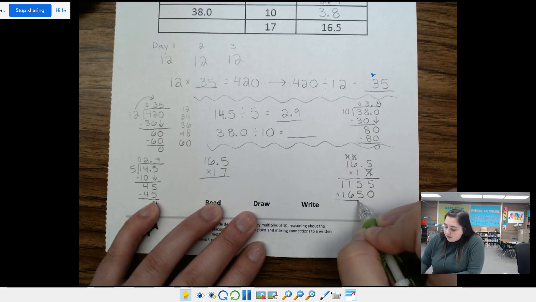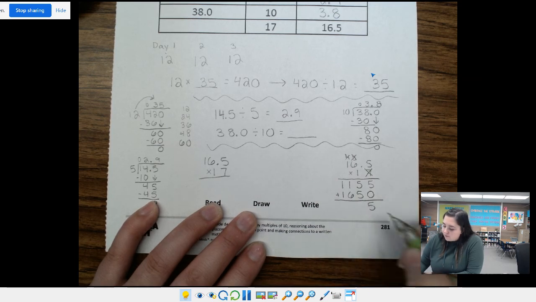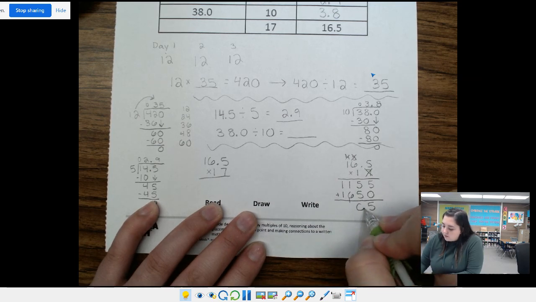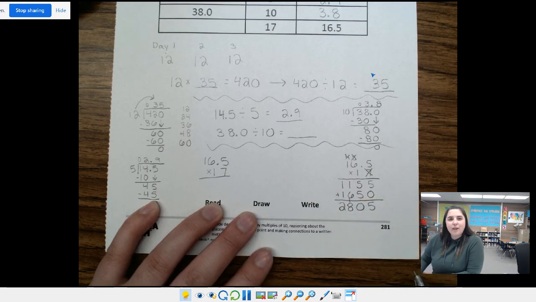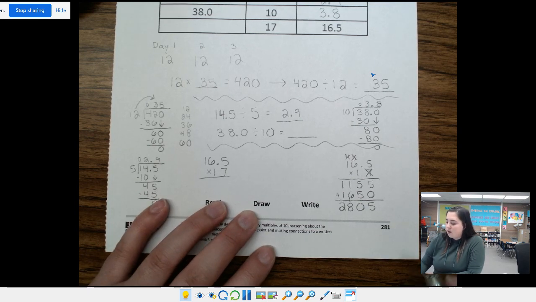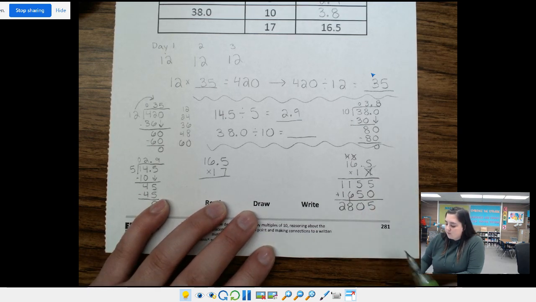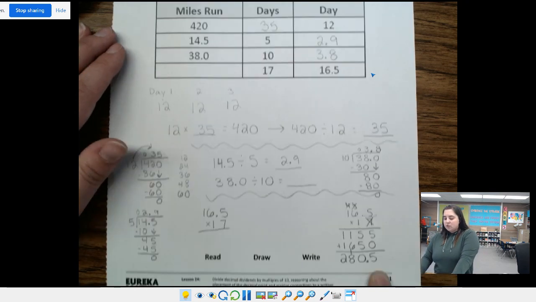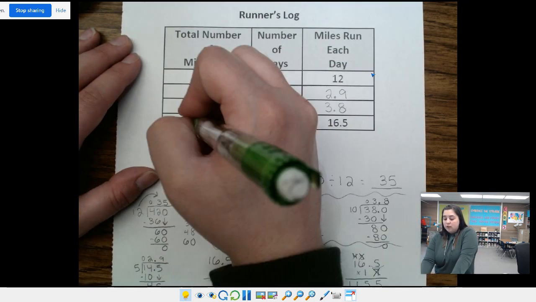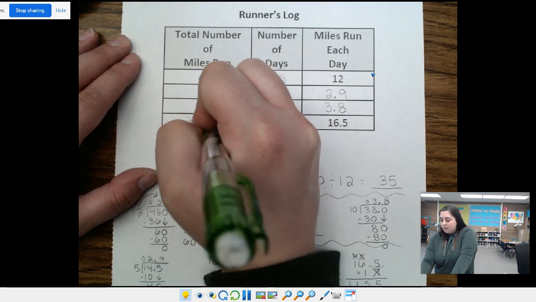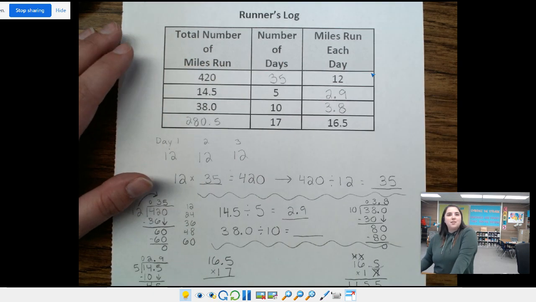We add them together. 5, 10, 6, 7, 8, and 2. And then don't forget the decimal. Where does your decimal go? It was in the 10th place here, so it must be in the 10th place there. This person ran, that's a lot, 280.5 miles. Good job, everyone.